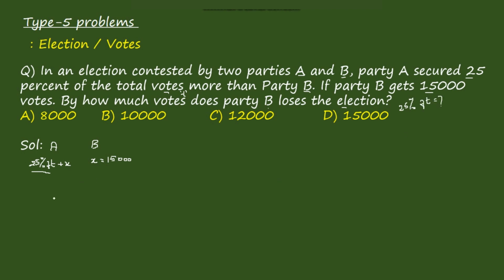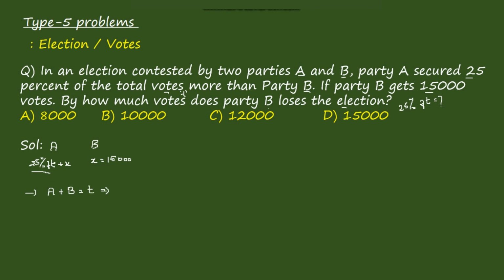For this, first we define the value of the total number of votes. If you consider this, how many votes are there? A and B, which is nothing but total votes. A would be getting some votes plus B would be getting some votes, which is nothing but total votes. So just substitute the values.